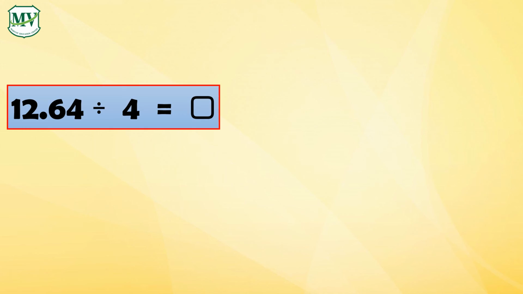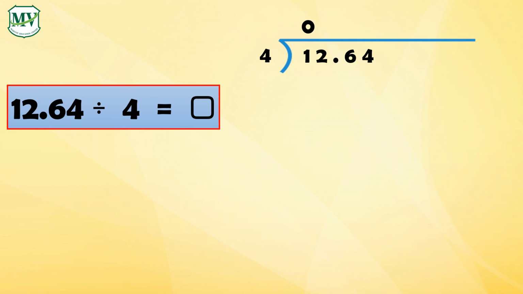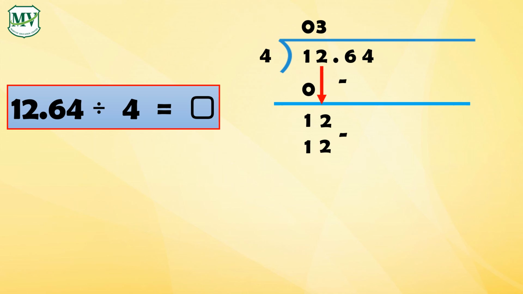Let's have another example. 12 and 64 hundredths divided by 4. We will do the long division method. Let's start dividing. 1 divided by 4 cannot be, so we're just going to put 0 on the top of 1. 0 multiplied by 4, we get 0. We subtract, we bring down. 12 divided by 4, we will get 3. 3 times 4 equals 12. Same, we subtract, and we bring down.